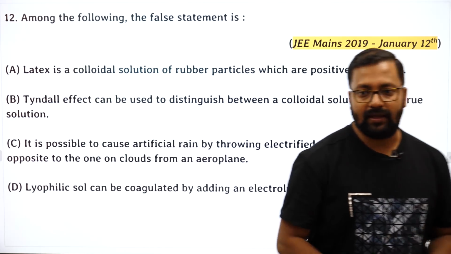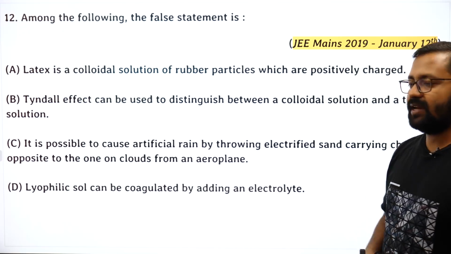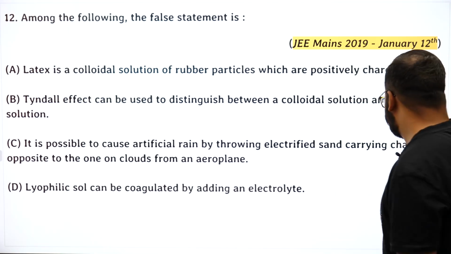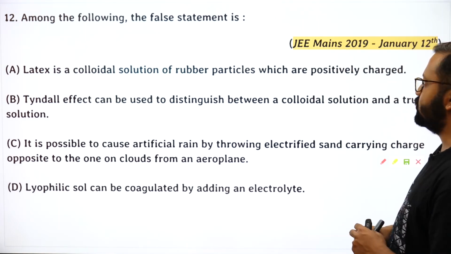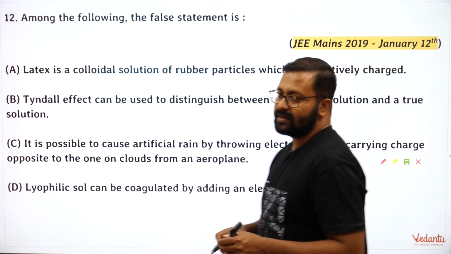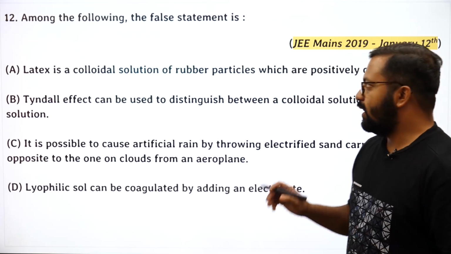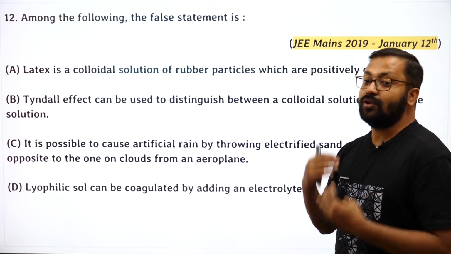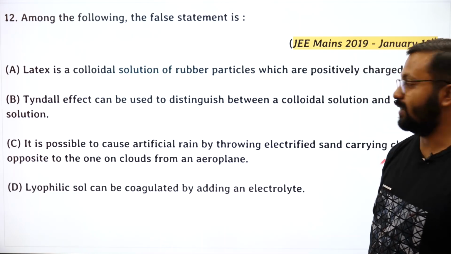Again from the January mains examination. Among the following, the false statement is: latex is a colloidal solution of rubber particles which are positively charged. Is latex a positively charged sol or not? If you know this, then you can solve this question very easily. Let's try to eliminate the other options and then we'll come back.